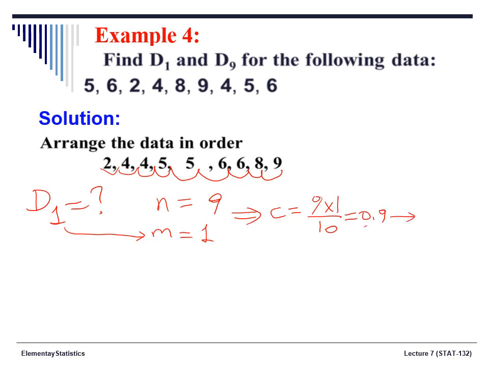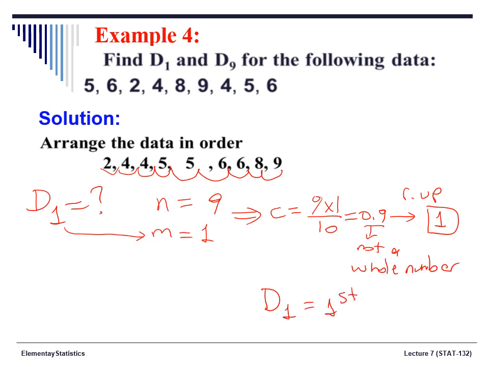And this is not a whole number, so you round it up to a whole number. You get 1 when you round it up, and then you say D1 is the first number in the list. And here it's just 2.